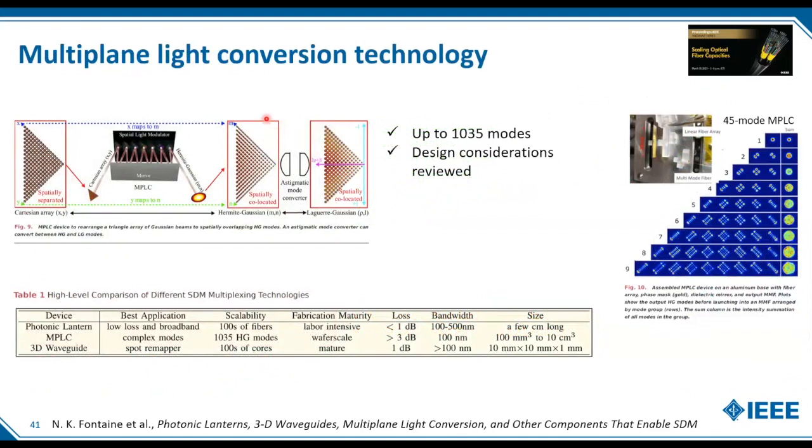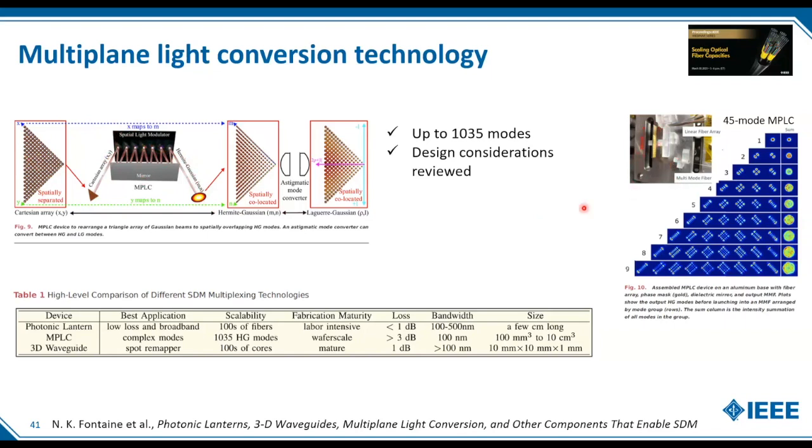The paper also reviews a multiplane light conversion technology, which allows to convert an array of spatially separated beams into a single beam to be coupled with a multi-mode fiber. This device allows to use the signal carried by any input beam to excite any spatial mode at the input of the multi-mode fiber, and is based on multiple reflections on a spatial light modulator.